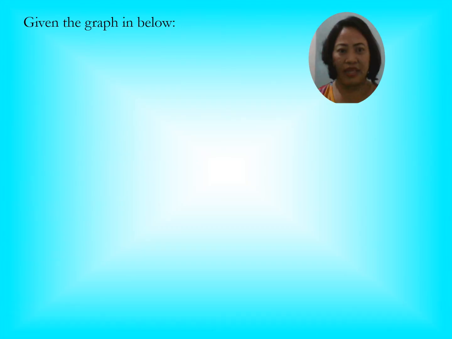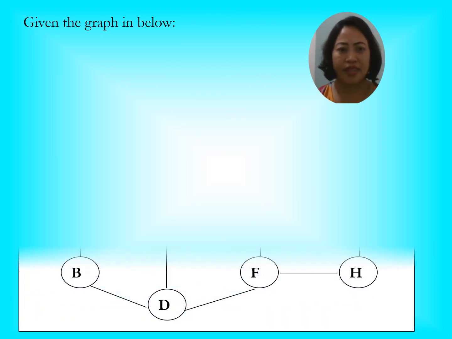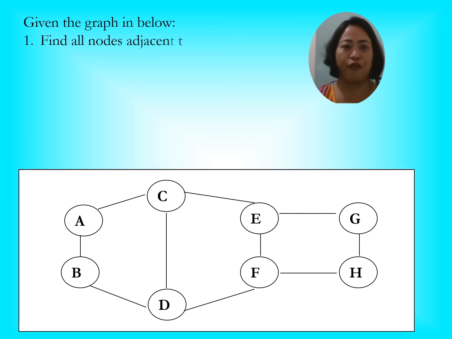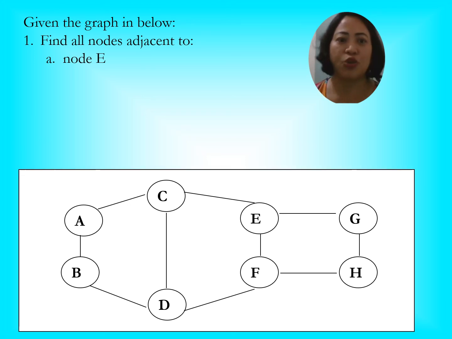So let's have another example for you to do with your assessment. Find all nodes adjacent to node E. Let's have only this one and try to answer it. The rest you'll be answering as the other problems. So, all nodes that are adjacent to E.